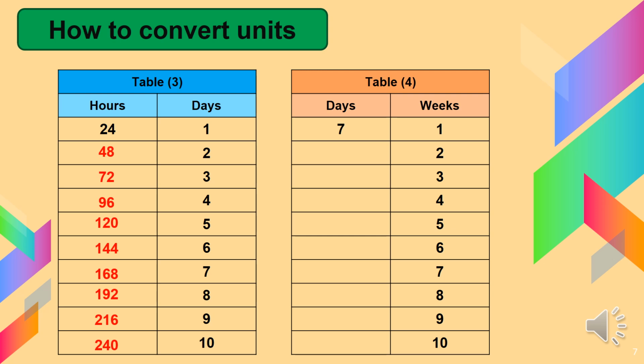Table number 4, you have weeks and days. 1 week has 7 days. So if you have 2 weeks, 2 times 7 equals 14. It's like the table of 7. 3 times 7 is 21. 4 times 7 is 28. 5 times 7 is 35, and so on for the rest of the table.